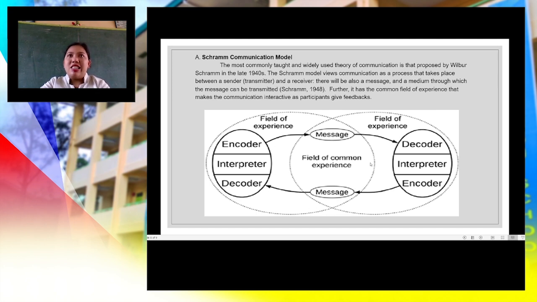It states that as a process, communication takes place between a sender or the transmitter and a receiver. There will also be a message and a medium through which the message can be transmitted. And further, there is the so-called common field of experience, which will make both the sender and the receiver and the whole communication process interactive as these participants give their feedback.